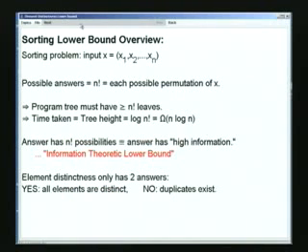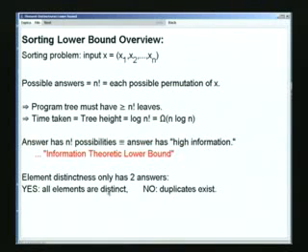Let us now turn to the element distinctness problem. How many answers do we have? Well, the answers are only two really. The answer could either be yes, which means all elements are distinct, or the answer could be no. No means some duplicates exist. So we only have two answers. So our answer only has two possibilities.